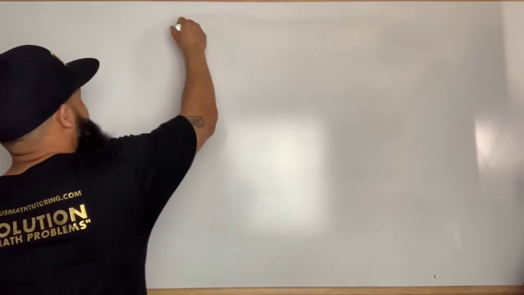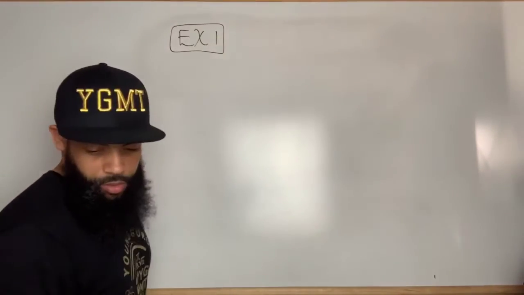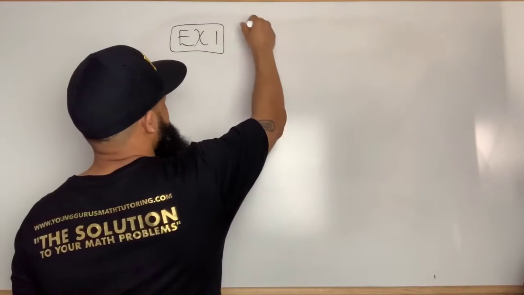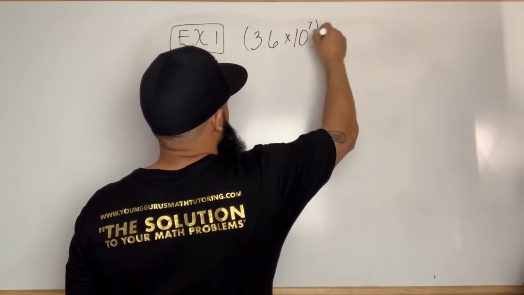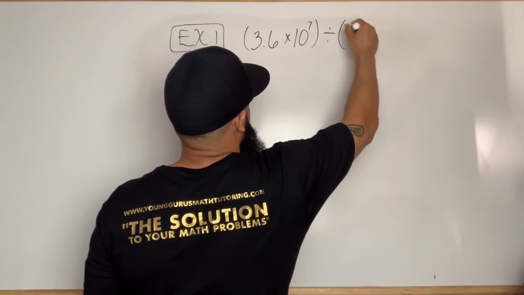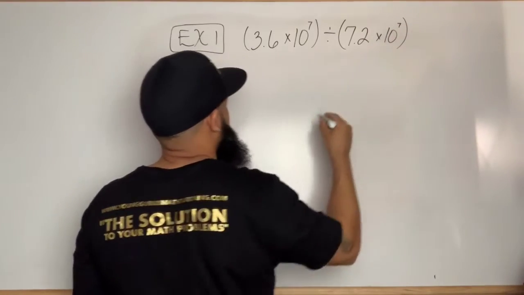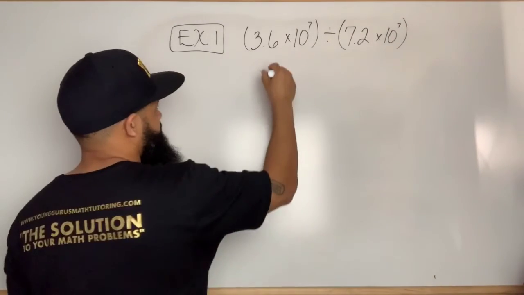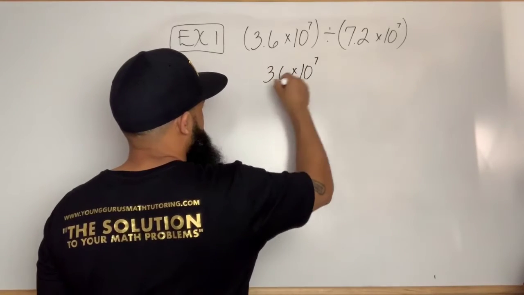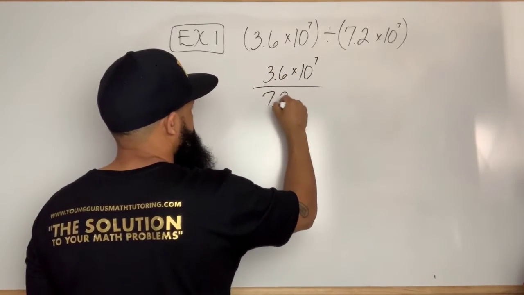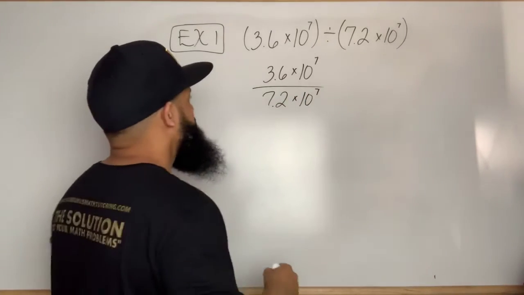We're going to divide. Example 1. We're dividing using scientific notation. 3.6 times 10 to the 7th divided by 7.2 times 10 to the 7th. Now, you might see it look like this. So we can say 3.6 times 10 to the 7th divided by 7.2 times 10 to the 7th. It's the same thing.